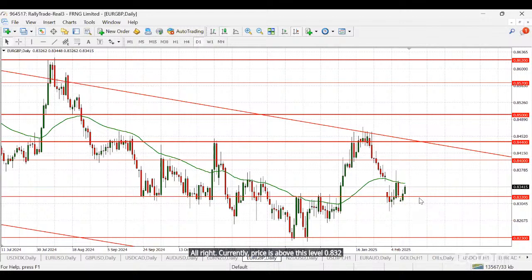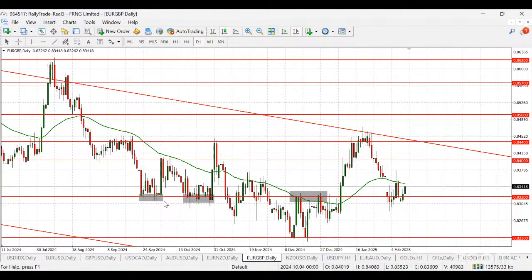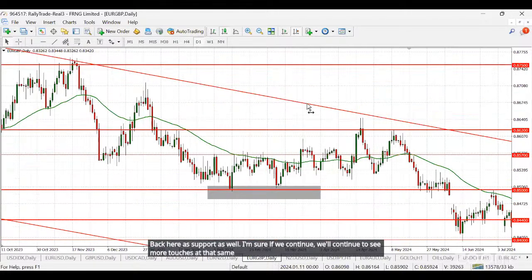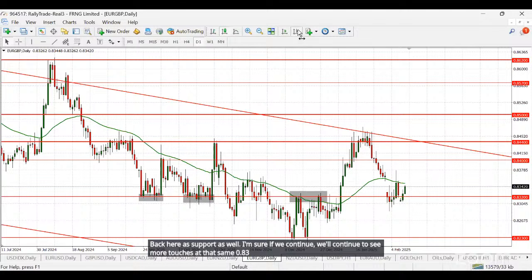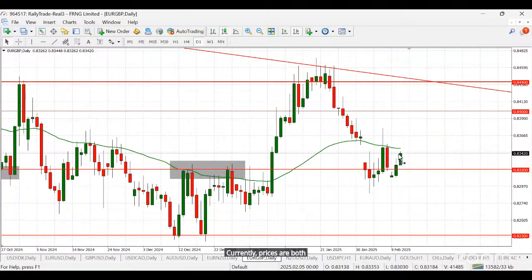Okay, so let me do this. Here, resistance, back here as support, back here as support as well. I'm sure if we continue, we'll continue to see more touches at that same 0.832 level. Okay, but currently price is above this support, at 0.832.